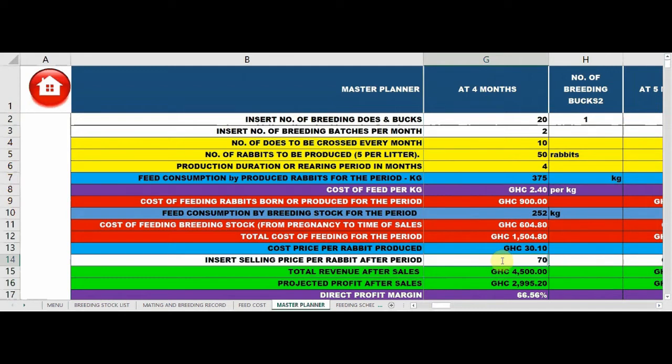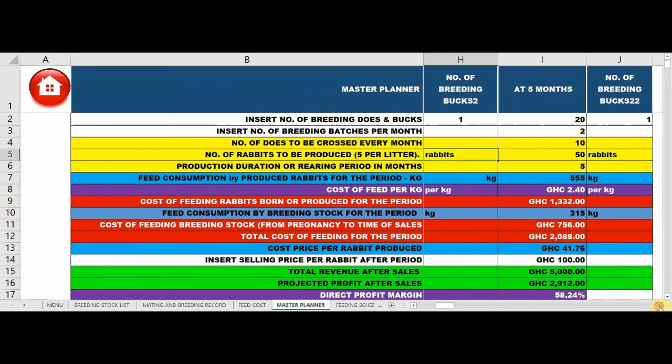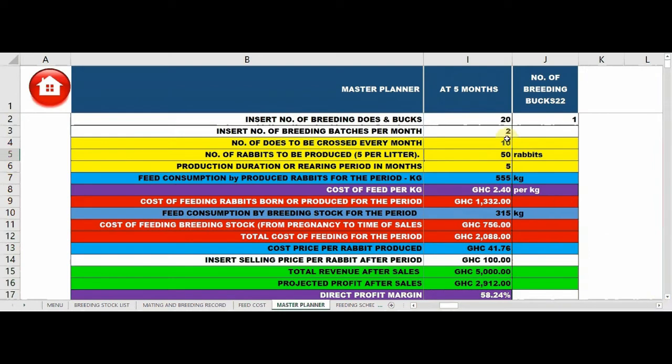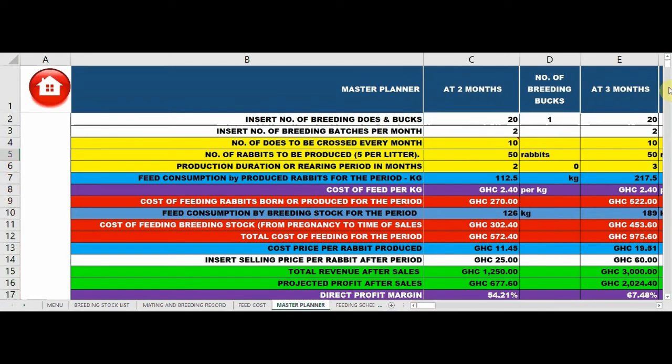So let's say at this stage of 4 months, you want to sell them for 70 cedis. Remember, it's because of my breeding plan that I got to know that, listen, crossing rabbits in 2 batches helps a lot. So every other month, the rabbit will give birth. Every 2 months, it's supposed to give birth. Okay, so then you can go through it and massage the figures yourself, especially this side. Good. So that is it.